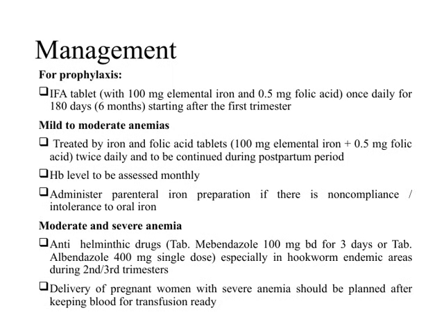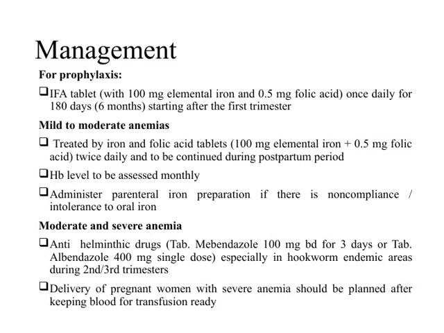For prophylaxis, the recommended approach is to give an IFA tablet, which contains 100 milligrams of elemental iron and 0.5 milligrams of folic acid, once daily for about 180 days or 6 months.